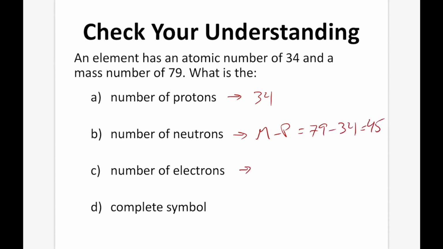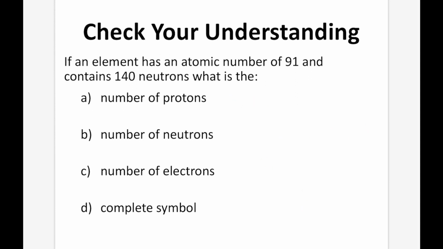The number of electrons is going to equal the number of protons, which is going to be 34. And then the complete symbol is going to be Se, because when we find the atomic number 34 on the periodic table, we find the symbol Se. The mass is going to be below. The mass is 79. And the atomic number is going to be up top, and that's going to be 34. And there's our complete symbol.